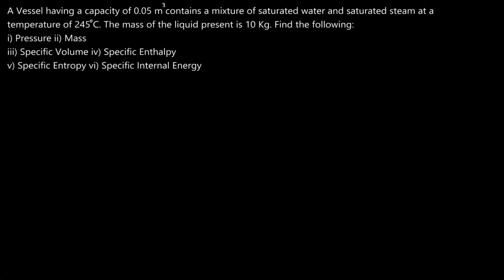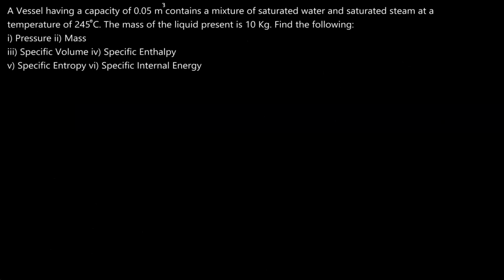Final question on saturated liquid vapor mixture states. A vessel having a capacity of 0.05 meters cubed contains a mixture of saturated water and saturated steam at a temperature of 245 degrees Celsius. The mass of the liquid present is 10 kilograms. Find the following. 1. Pressure. 2. The mass. 3. The specific volume. 4. The specific enthalpy. 5. The specific entropy. And 6. The specific internal energy.